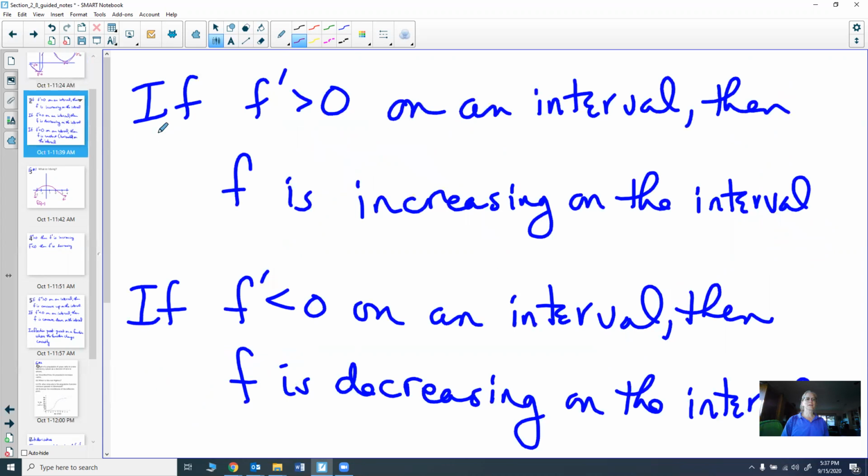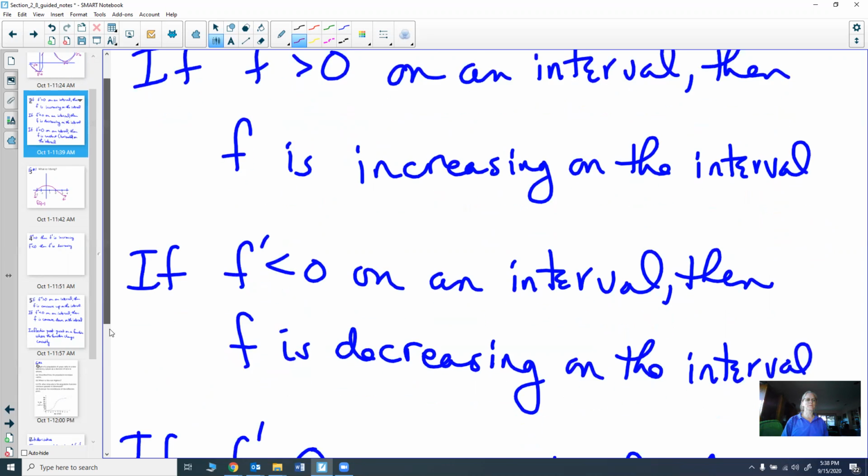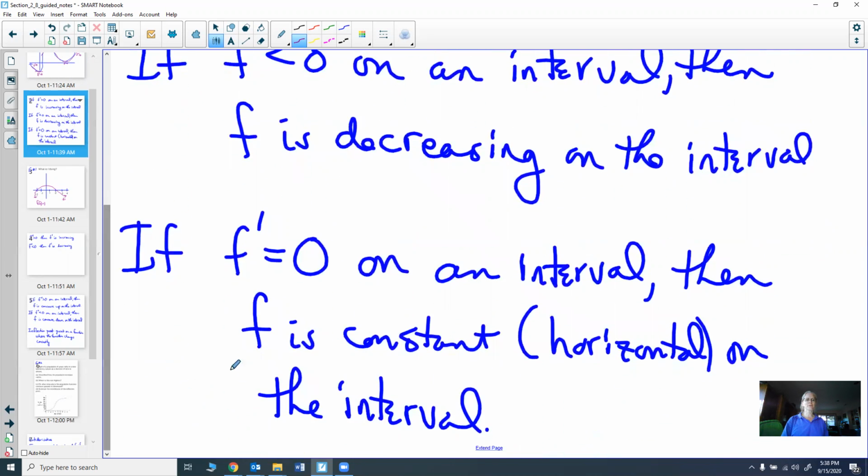So that tells us that if f prime is positive on an interval, then f is increasing on the interval. If f prime is negative on an interval, then f is decreasing on that interval. And if the derivative happens to be 0 on an interval or just at a point, then f is constant or horizontal on that interval.